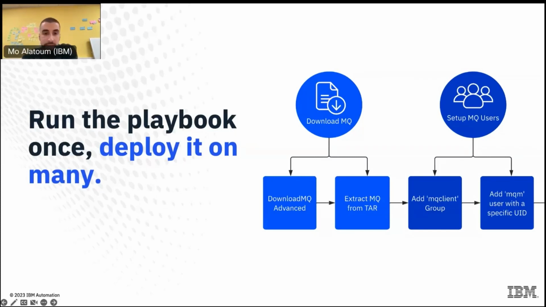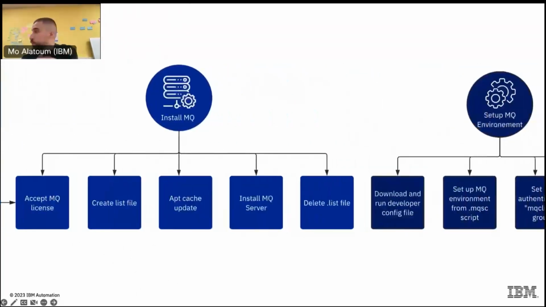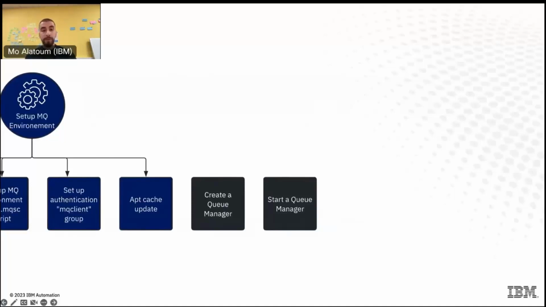And here we can see the regular process of deploying MQ. It starts with downloading MQ, to setting up the users, to installing MQ, then to setting up the environment. And each step of the way, there are multiple tasks that you'll need to go through. So imagine how many hours you'll be saving yourself if you actually use MQ-Ansible to deploy MQ on many of your VMs.